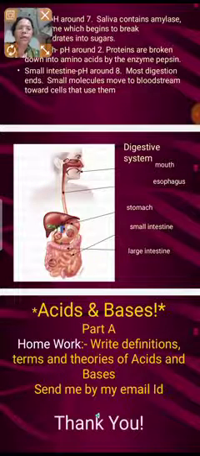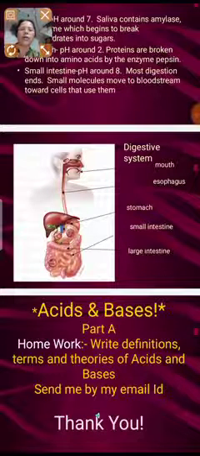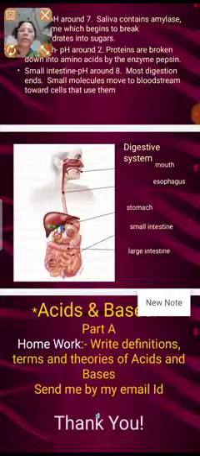If you understood clearly the definitions, the practical, and the litmus test of acids and bases, you have to work at home clearly. Write the definitions, terms, and theories of acids and bases. Send it to me by my email ID smitagiri2012@gmail.com.